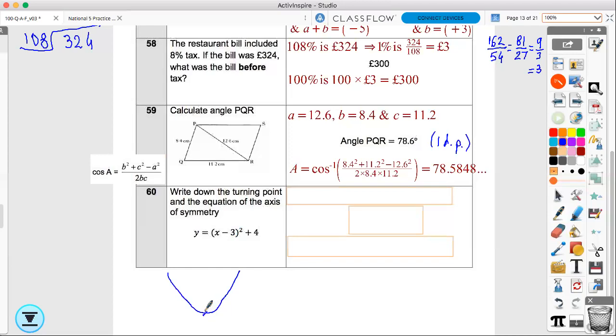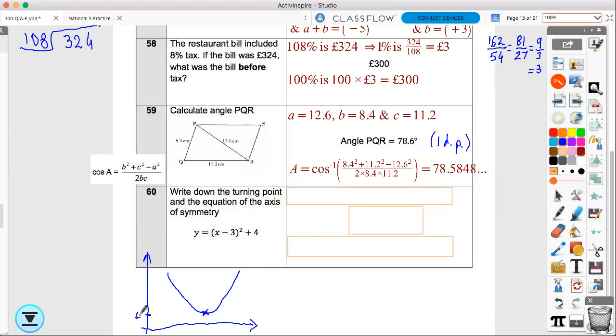That point here, the turning point, is my lowest point in terms of y. Now, when do I get my lowest point? This squared bracket is always positive. When you square a number, it's always positive. If you square a negative number, it's going to be positive. Because this is always positive, it's always going to be added to 4. So 4 is my lowest point.